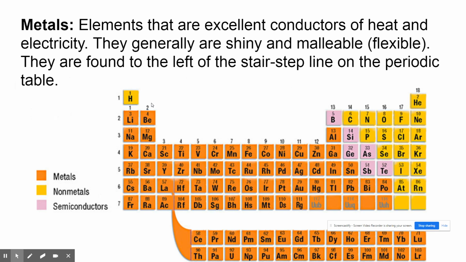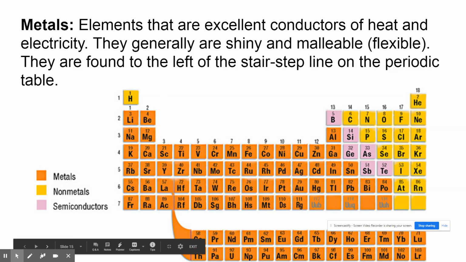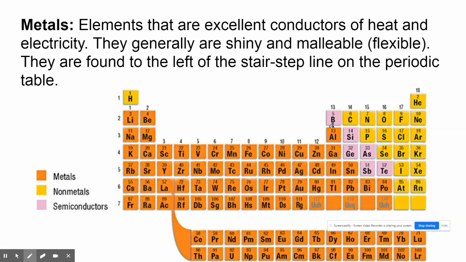All right, so metals, let's talk about metals. These are elements that are good conductors of heat and electricity. They're shiny and malleable. That word malleable means that they're flexible, so there's another vocabulary term for you. They are found to the left of the stair-step line. What is the stair-step line?